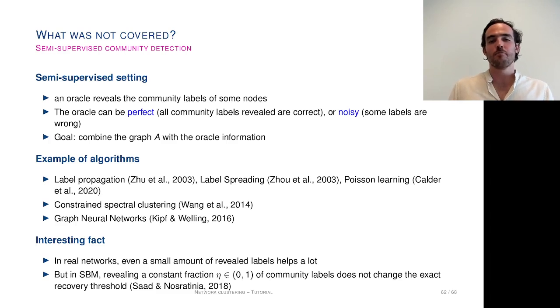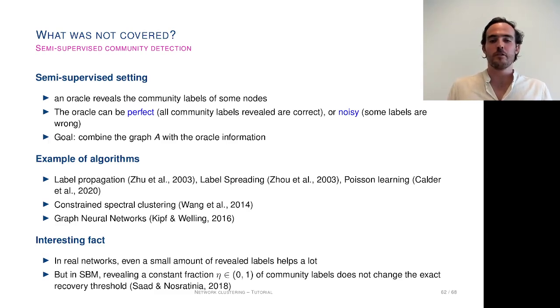One class of algorithm is to propagate the label. So I have the graph, I have the label for some nodes, and the nodes that are already labeled by the oracle, I will make them propagate their label to their neighbors and the next neighbors and so on. And various ways of propagating give rise to different kinds of algorithms. So label propagation, label spreading, Poisson learning, also more recently proposed. So that's one class of algorithm.